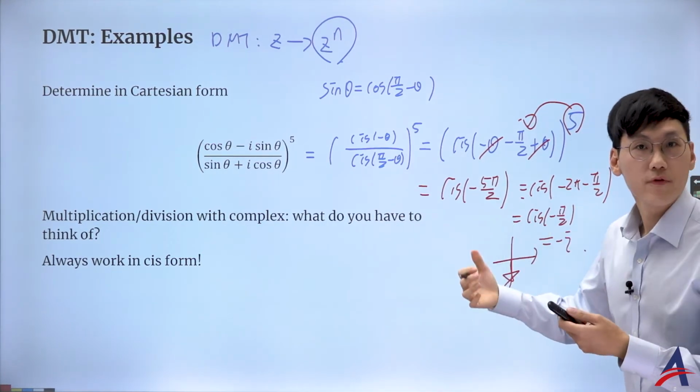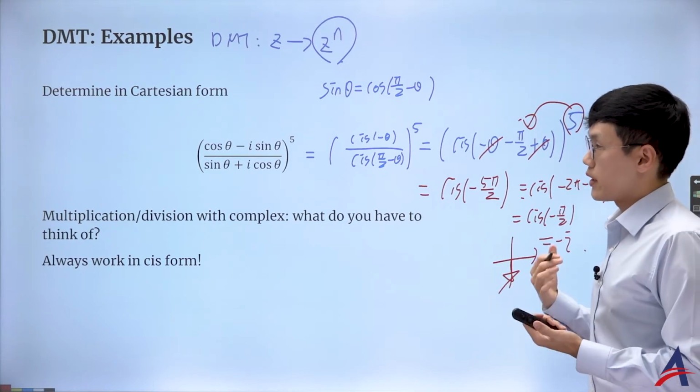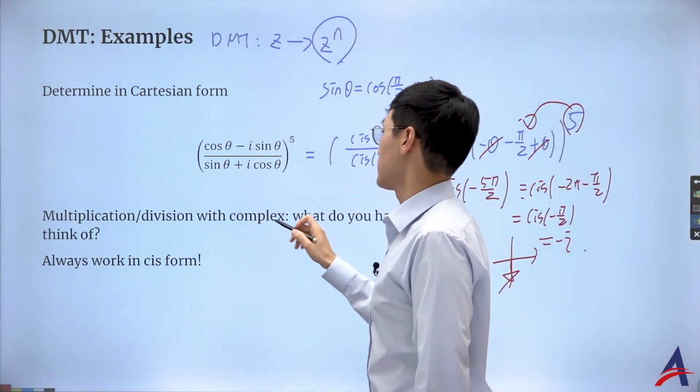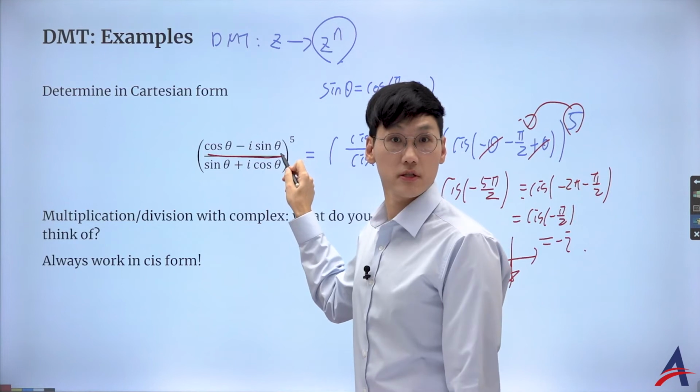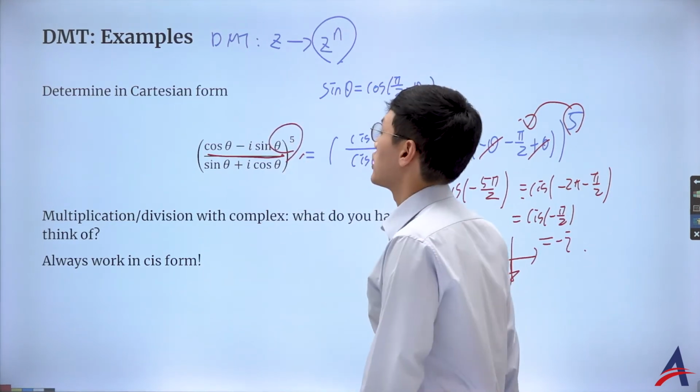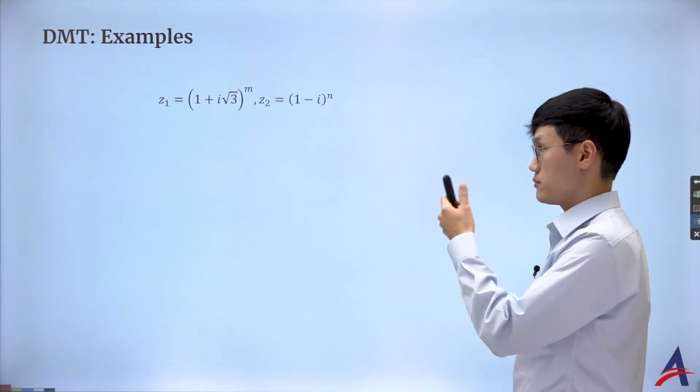So for DMT, we use DMT right away. Even though the question didn't ask me to use the DMT, I'm going to simplify this into cis and then put the power 5 into the argument. That is what we would do. Okay, let's move on to the next problem.